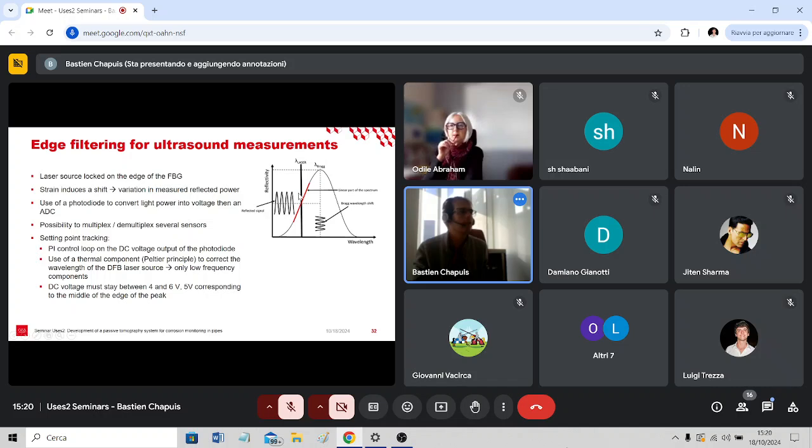To change the lambda laser, we use a Peltier, a thermal component, Peltier source, that heats or cools down the laser. By changing a bit the temperature of the laser, we change a bit its wavelength. So we can, not in real time, but we can track the variation of the lambda Bragg, so the sensor. We can track the variation of the sensor due to the environment in which we operate.